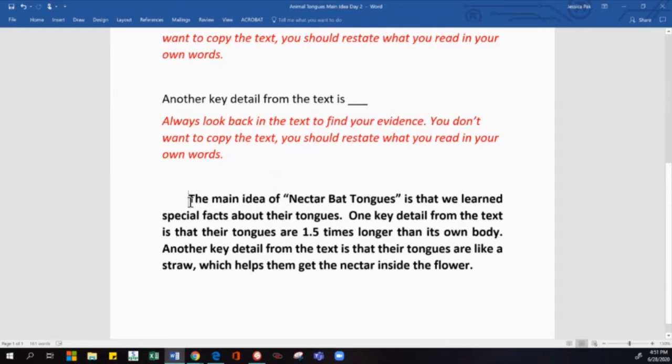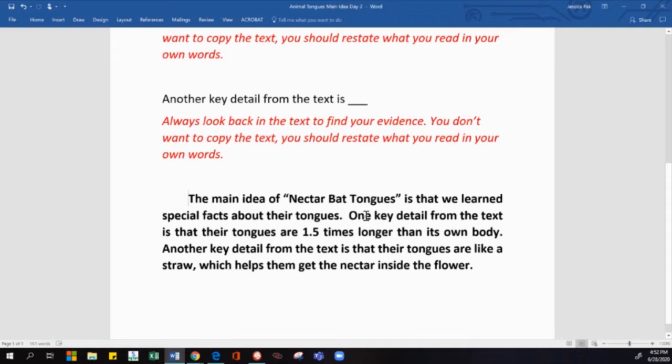Ready, go. The main idea of Nectar Bat Tongues, see how we restated what we were reading about, is that we learned special facts about their tongues. Is that something you thought about for the main idea? Or if you didn't, do you agree with my main idea?